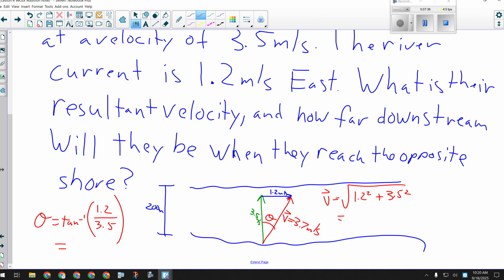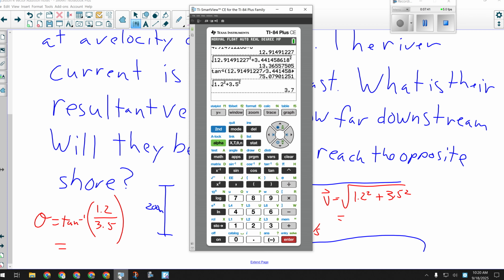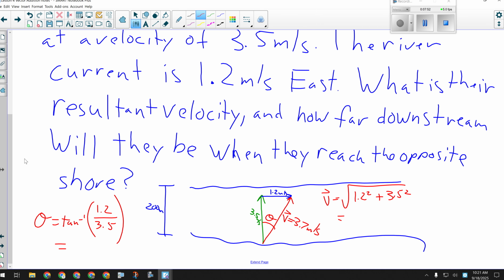And this resultant velocity points 19 degrees east of north. That part is pretty easy. I mean, it's just Pythagorean theorem and a little bit of trig.